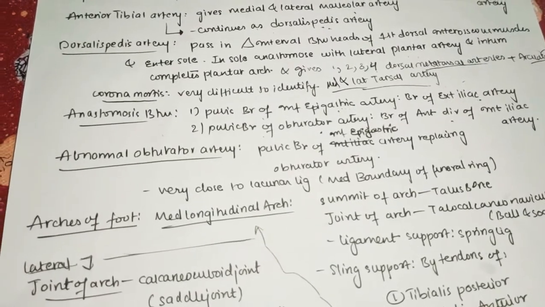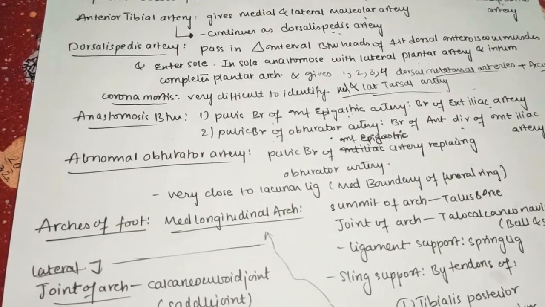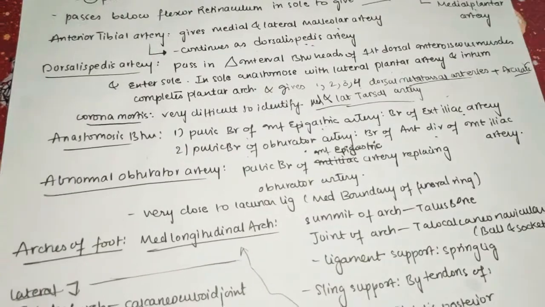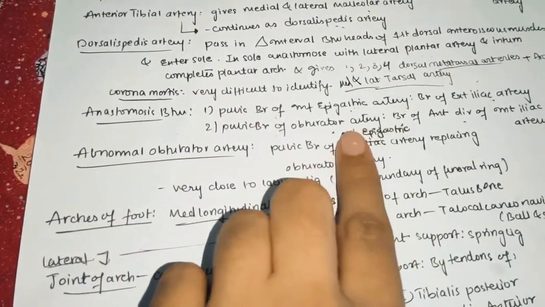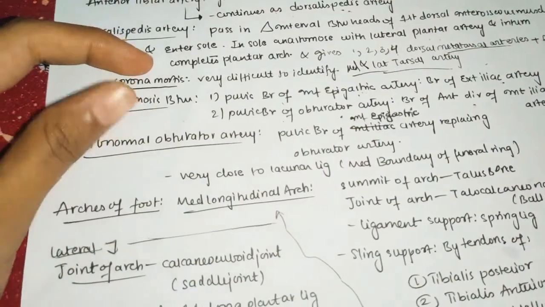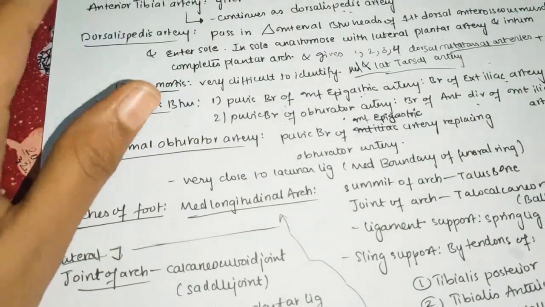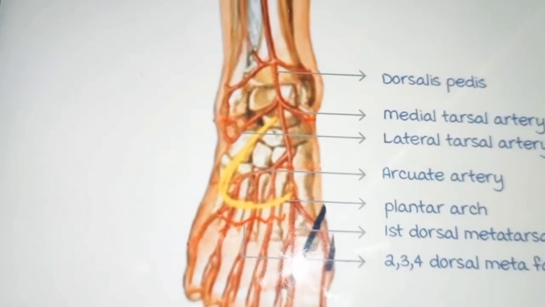So here also, in the corona mortis, there is an anastomosis between the internal iliac and external iliac arteries, that is, between the inferior epigastric artery and the obturator artery. So what is this corona mortis? This also I will show now in the diagram. So first we'll see the dorsalis pedis artery.